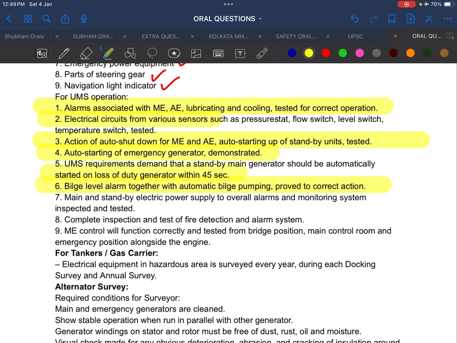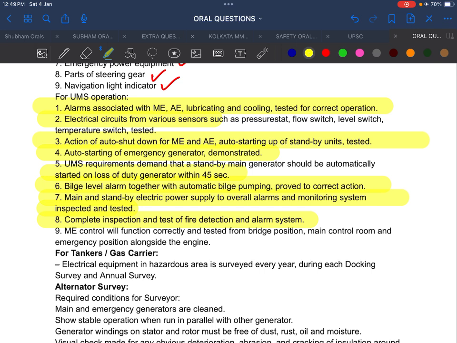They check whether all the bilge level alarms are working or not, fuel oil bilge alarms, tank bilge level alarm, cargo hold bilge level alarm. They can check everything. If they want, they can check everything. So main and standby electric power to overall alarms and monitoring inspected and tested. Complete inspection and test of fire detection.